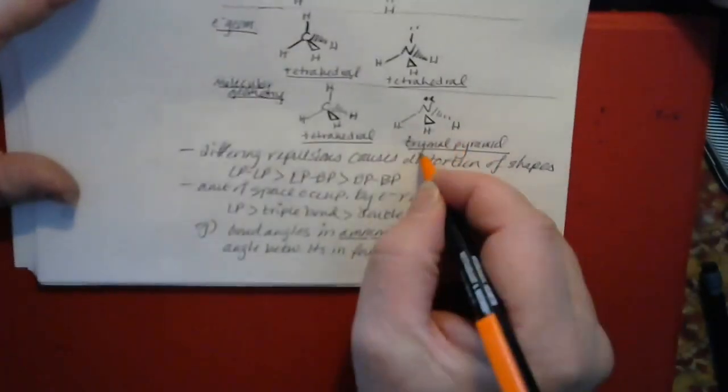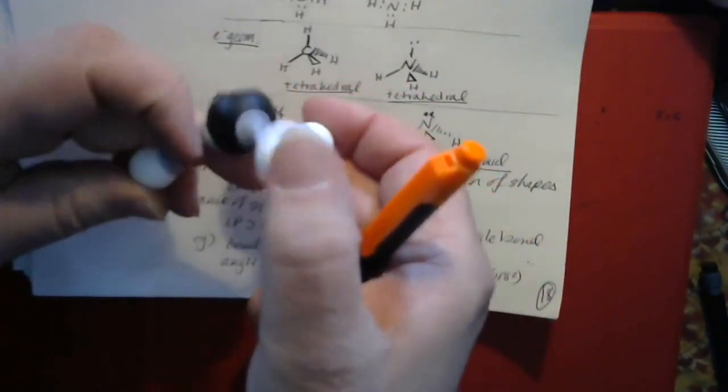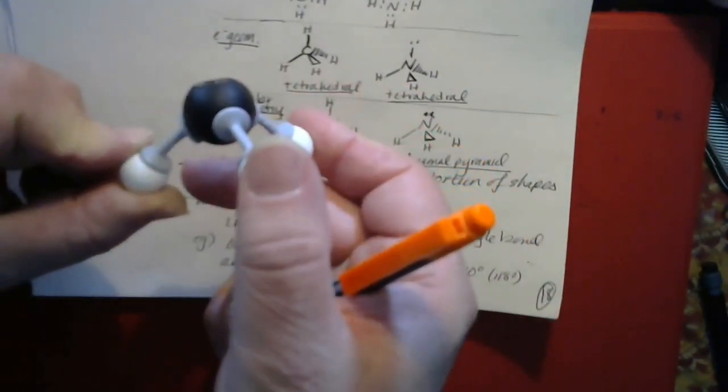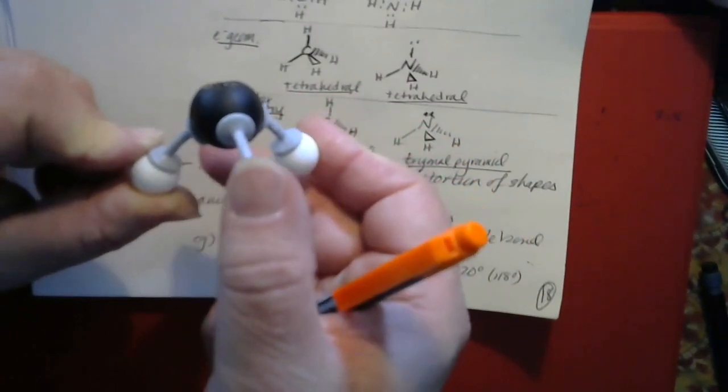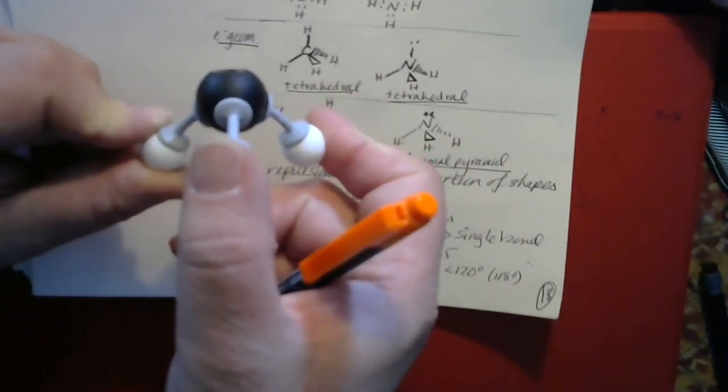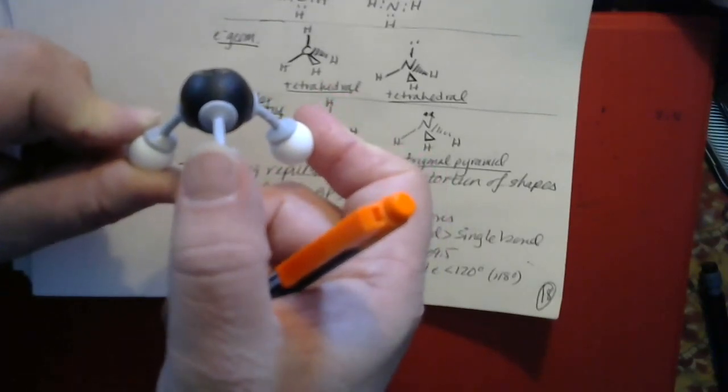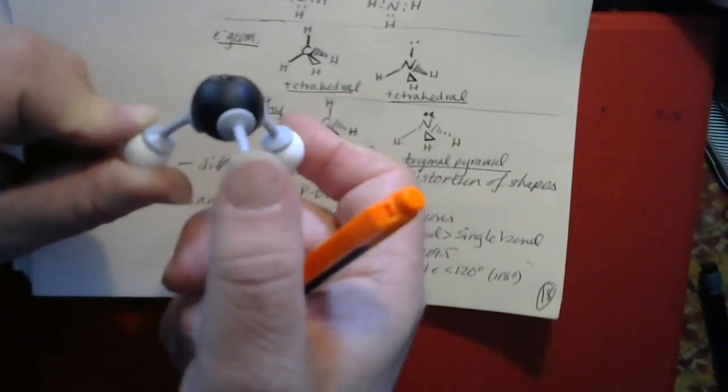Okay, as I said before, the shapes can be distorted a little bit because of the difference in repulsions. Lone pairs repel each other more than lone pairs will repel a bonding pair, and that's greater than the repulsion between 2 bonding pairs. So in practice, in the ammonia molecule, the lone pair of electrons will push these hydrogens a little bit closer together to each other. I'm exaggerating quite a bit here just to get the point across, but the hydrogens will come closer to each other and further away from where the lone pair is.